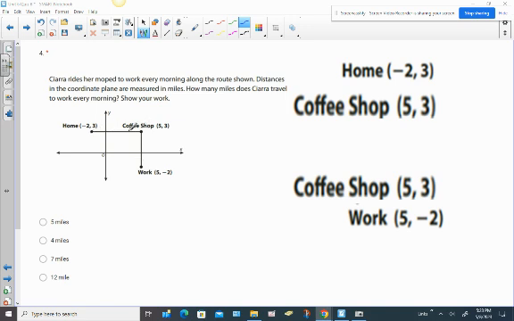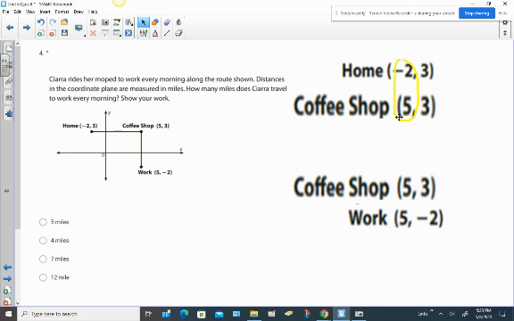So let's first figure out the distance between home and coffee shop. I have the coordinates over here, and we look to see which coordinates differ from each other. Do you see how the y's are the same? So we're not going to look there. We're going to look at the x's.